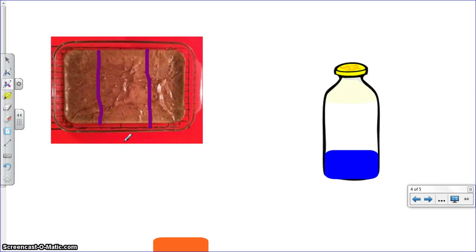I'm not taking a ruler out to measure exactly how big each piece must be or anything like that. I'm using benchmark fractions, fractions that I can visualize in my head, and then just use that visualization to cut the brownie in half, or in thirds in this case.